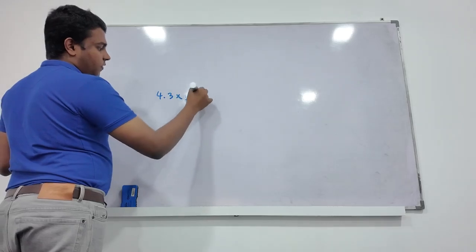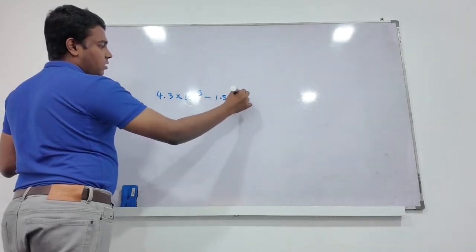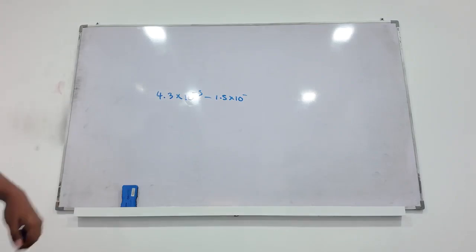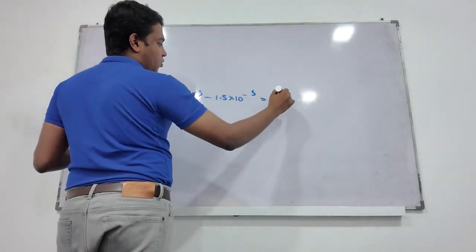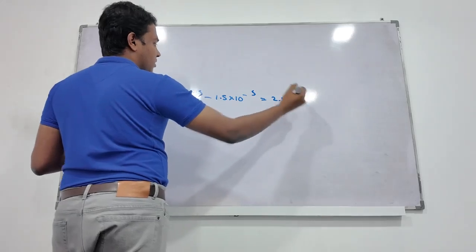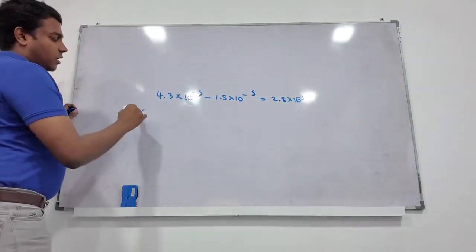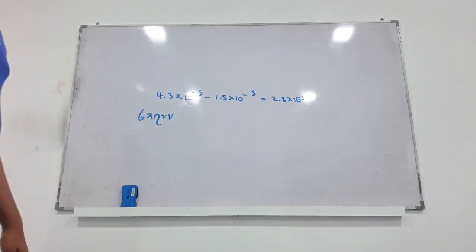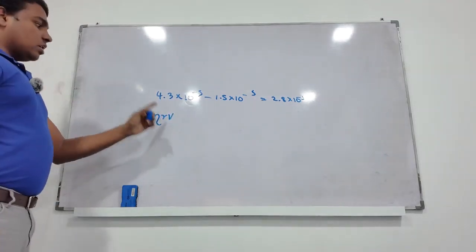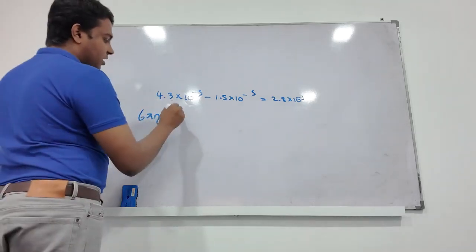10 to the power minus 5 minus 1.5 10 to the power minus 5. You get the drag force. Then once you find it, 2.8 times 10 to the power minus 5, and use it in the equation 6 pi eta RV, we can easily find what is V for this liquid.